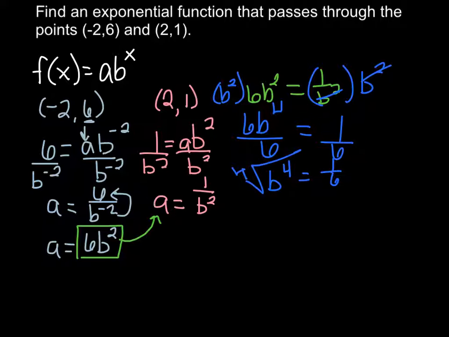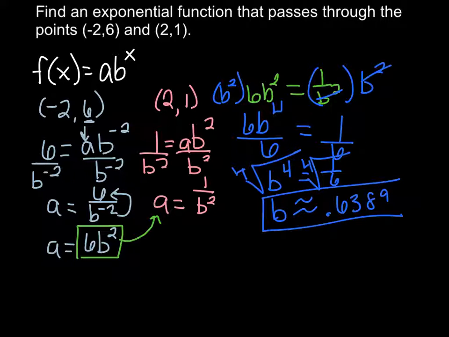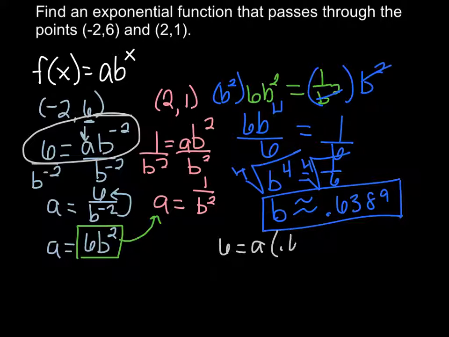Take the 4th root by using the calculator, and b is approximately 0.6389. This is super important. Well, from here, what can I do next? Well, I can find a. Let's go back to this equation right here. I have 6 equals a times 0.6389 to the -2nd power.